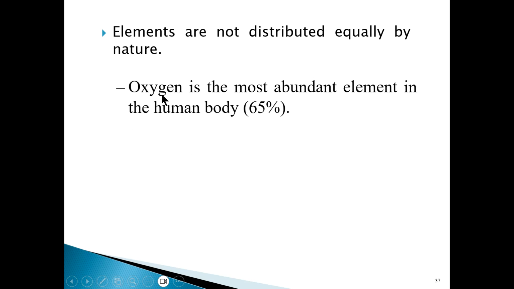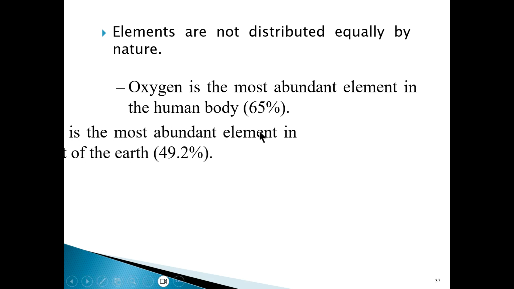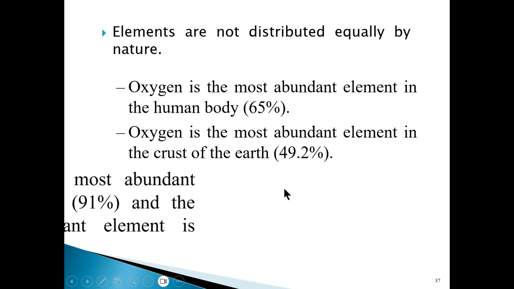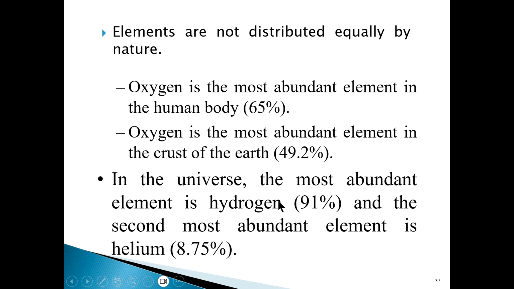But we can state that oxygen is the most abundant element in the human body, and it is also the most abundant element in the crust of the earth, 49.2%. And in the universe, however, the most abundant element is hydrogen, which is 91%, and then the second most abundant element in the universe is helium, which is 8.75%.